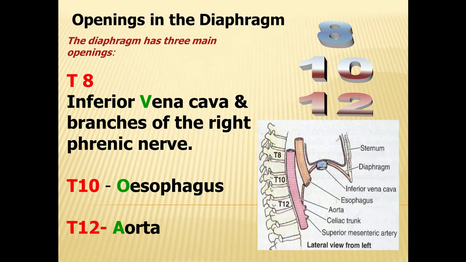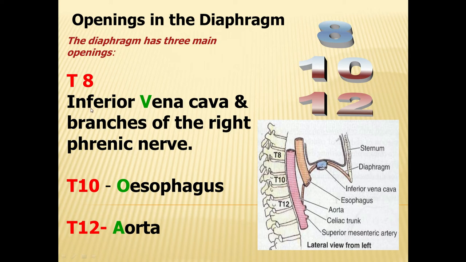Now we'll talk about the openings in the diaphragm. It is really very important, and it's also very easy. You remember the table of 2: 2 fours are 8, 10, 12. These are the levels: T8, T10, T12. And then remember VOA, the voice of America.